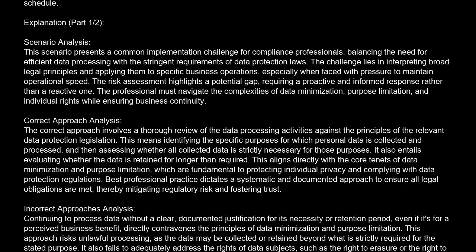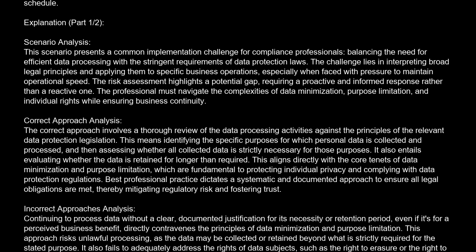Correct approach analysis. The correct approach involves a thorough review of the data processing activities against the principles of the relevant data protection legislation. This means identifying the specific purposes for which personal data is collected and processed, and then assessing whether all collected data is strictly necessary for those purposes. It also entails evaluating whether the data is retained for longer than required. This aligns directly with the core tenets of data minimization and purpose limitation, which are fundamental to protecting individual privacy and complying with data protection regulations.